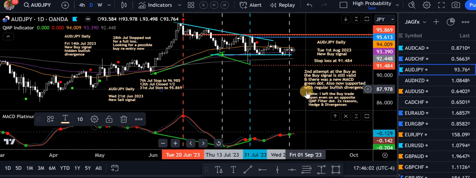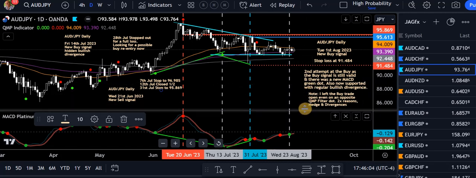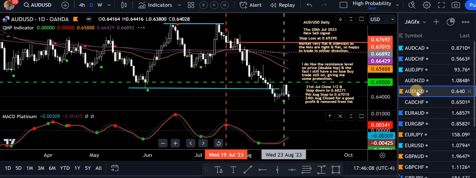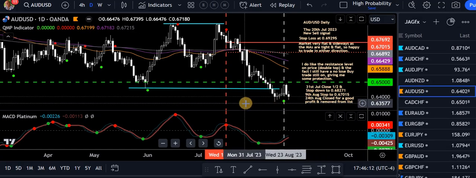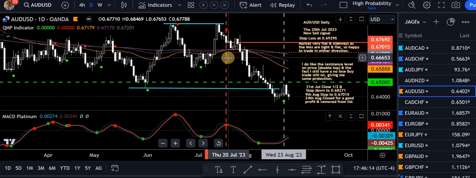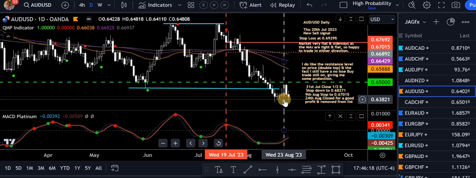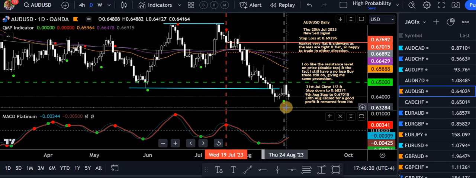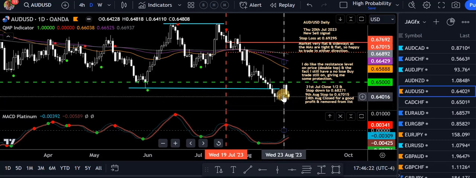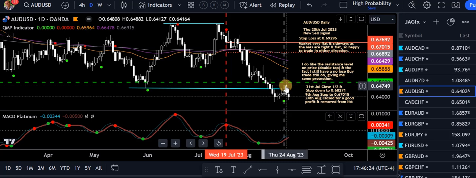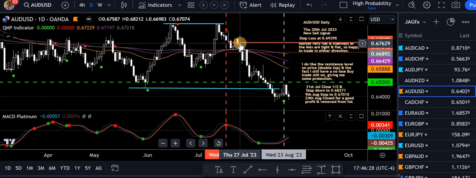There's my notes. You can read about it there. I've mentioned it a few times already. Aussie USD, it's highlighted in orange. It's highlighted for a reason. All right, a couple of reasons. We're in the sell from the 20th of July, and here we've got an opposite QMP filter dot on the 24th of August. Now, normally I take that buy there, but what I'm doing is closing the sell.